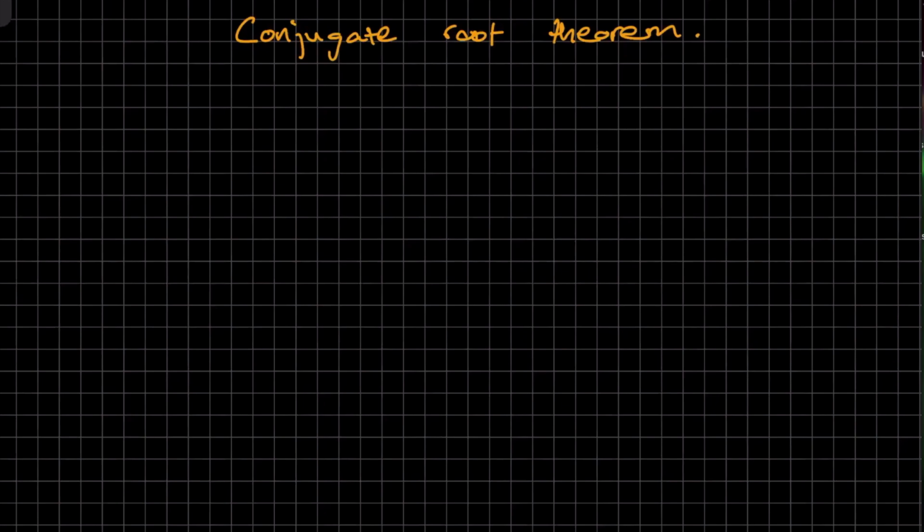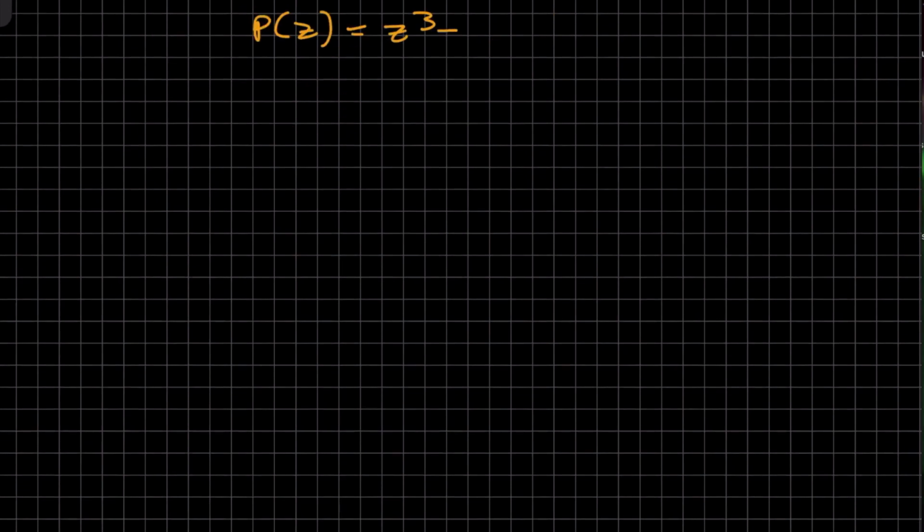Hello everyone. Today we are going to be going through how to solve some complex polynomials using our conjugate root theorem. Now our conjugate root theorem simply states that if we have a polynomial, for example az² + bz + c, and this polynomial only has real coefficients, then two of its solutions will be complex conjugates. So at least two of its solutions will be complex conjugates.